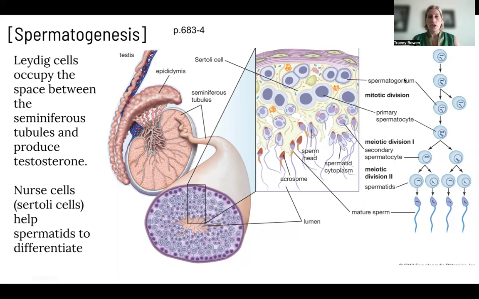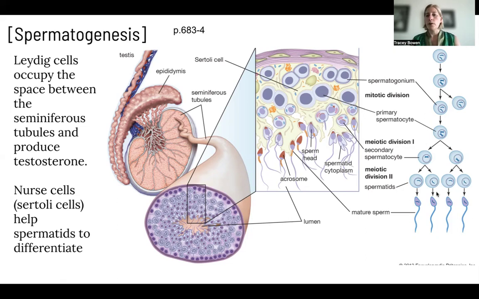These are going to go through mitosis, and then they become primary spermatocytes. Primary spermatocytes are the cells that will then become sperm cells. These primary spermatocytes are going to go through their first meiotic division to become secondary spermatocytes, and then the second division to become spermatids.